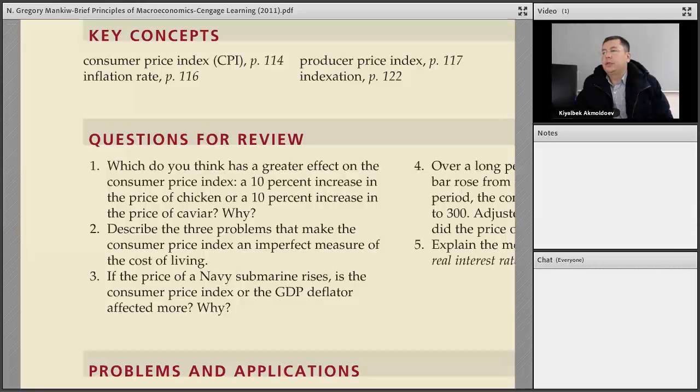Second one, describe the three problems that make the consumer price index an imperfect measure of the cost of living. First one is substitution bias. Second one, introduction of new goods. Third one is unmeasured quality change. If the price of a Navy submarine rises, is the consumer price index or GDP deflator affected more? The GDP deflator is affected more because a submarine is not in the basket, so a submarine is not something that consumers typically consume daily.